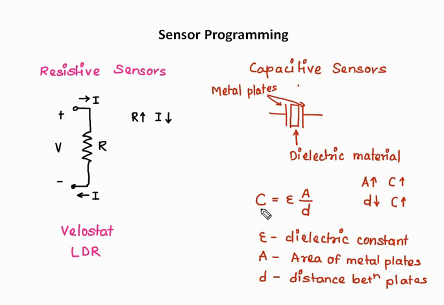Now, I hope we understand that by varying these three parameters of capacitor, which are dielectric constant, area of metal plates and distance between plates, we can get different types of sensors. And the sensors which use capacitors for sensing the surrounding are called capacitive sensors. So we have gathered some basic knowledge about the sensors, how the sensors are made, and in our next video we are going to talk about the basics of sensor programming.